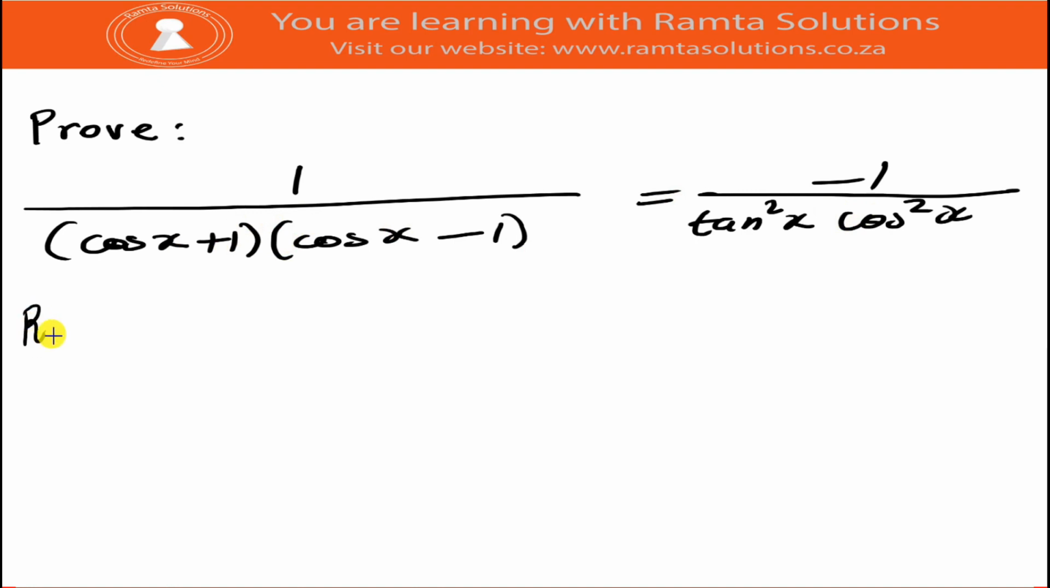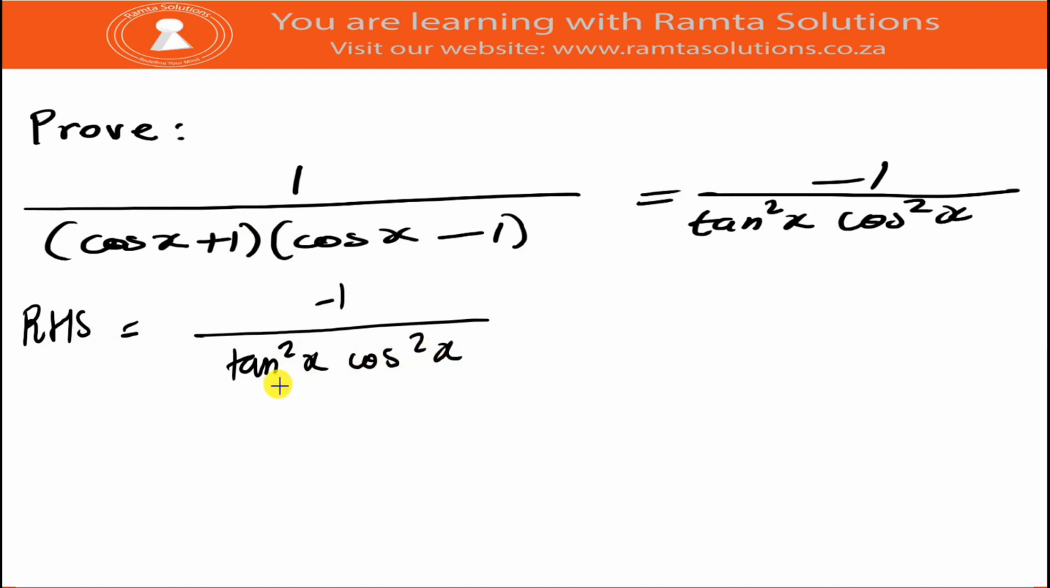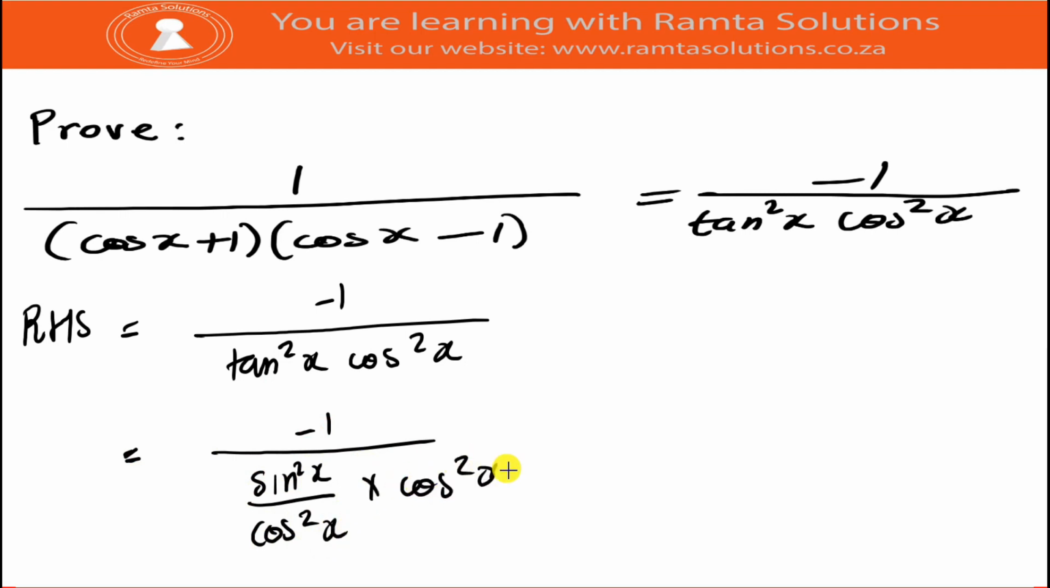I will say the right-hand side equals minus 1 over tan square x cos square x. We know tan is sine over cosine. So this will then be minus 1 over sine square x over cos square x multiplied by cos square x. Now, as you can see, the cosines will cancel, and therefore we have negative 1 over sine square x.